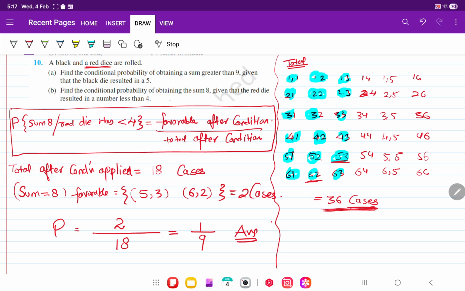I hope you understood. The total after condition is 18. Out of that favorable is 2, where the sum is 8. So this is my answer.